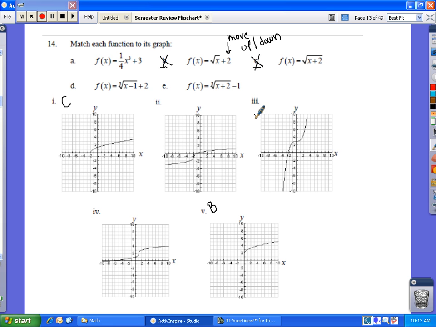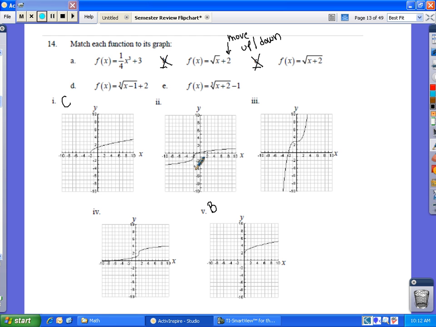So now that we're done with the square root graphs, let's take a look at the cube root graphs. I have a cube root here, I have a cube root here. This one is not a cube root, it's a cubic graph. They actually have a similar look to them. So really all I have is this one here, and this one here.